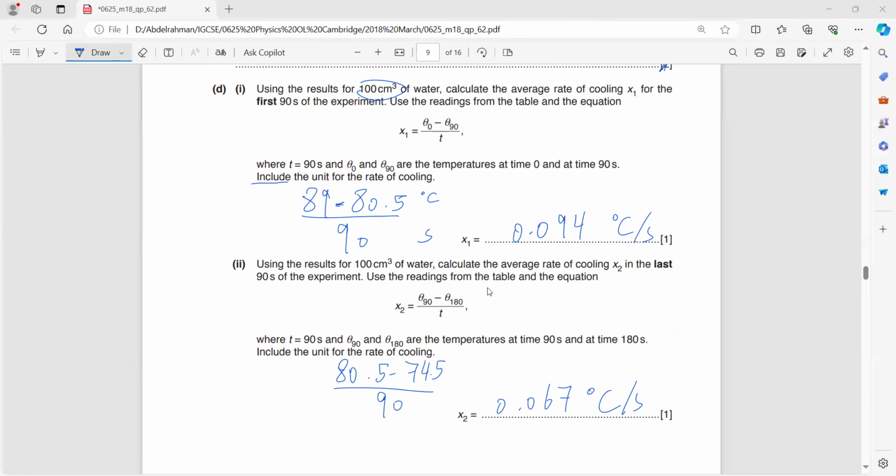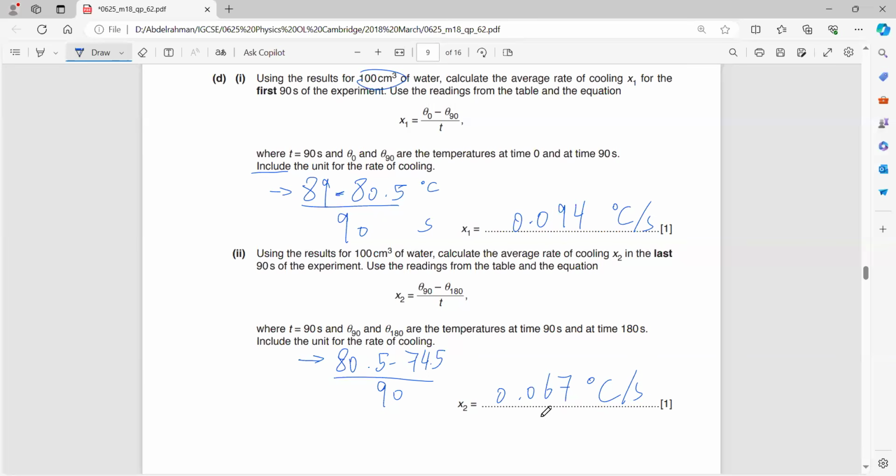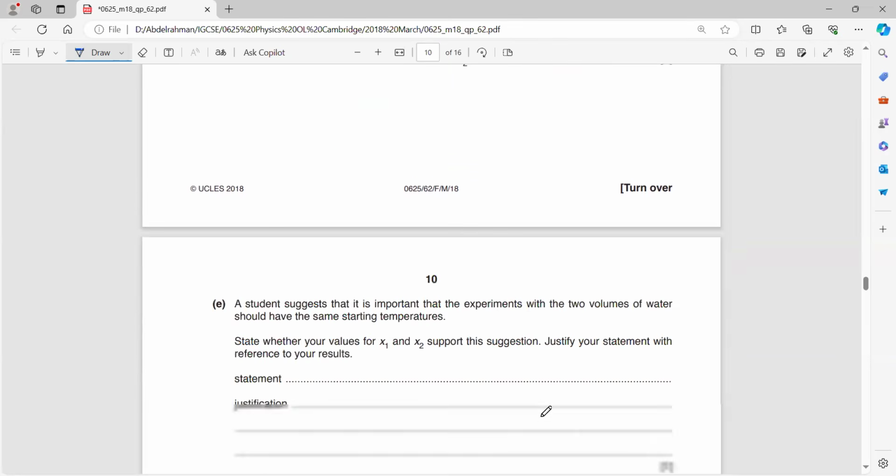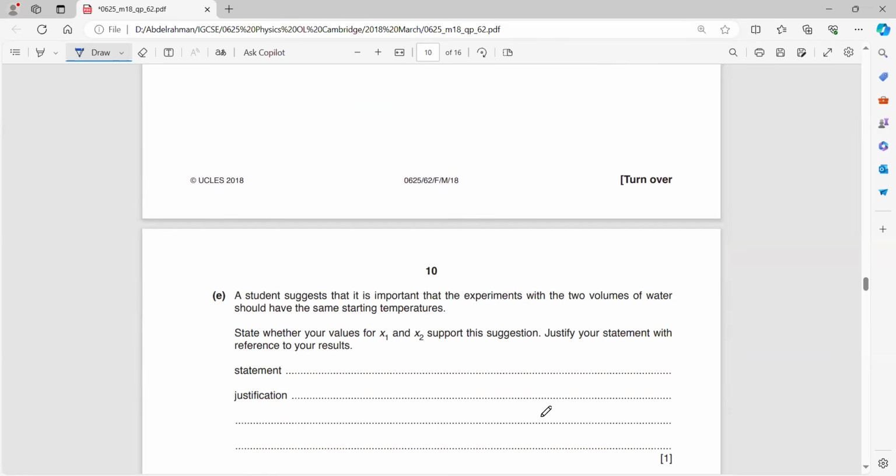In experiment I, the starting temperature was 89. In experiment II, the starting temperature was 80.5. That's quite a difference. And then when we calculated the rate of cooling over a time span of 90 seconds, the X1 had a rate of cooling of 0.094. X2 had a rate of cooling of 0.067. So there is quite a difference in the results of X1 and X2.